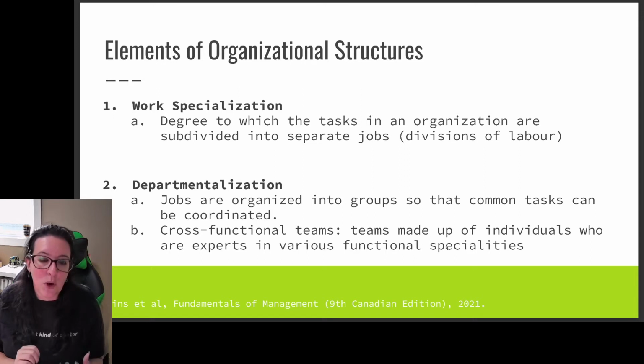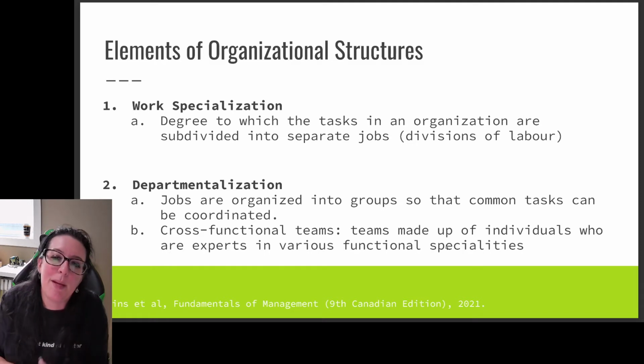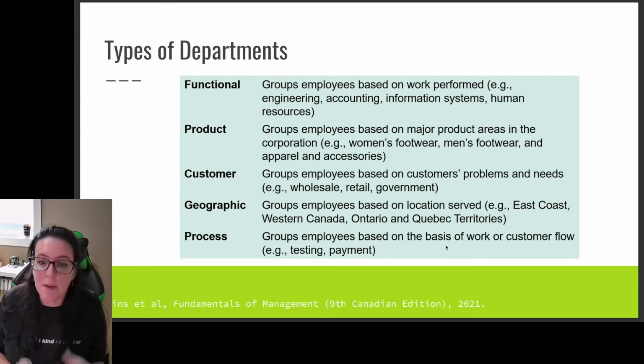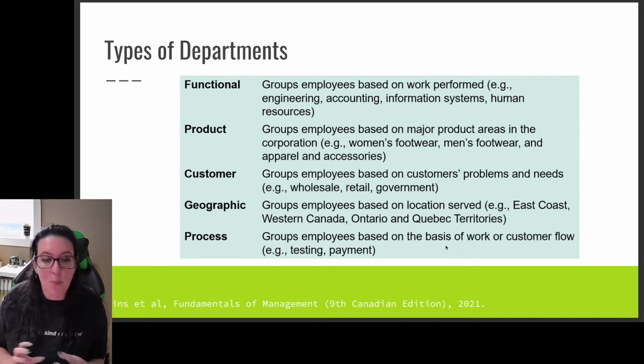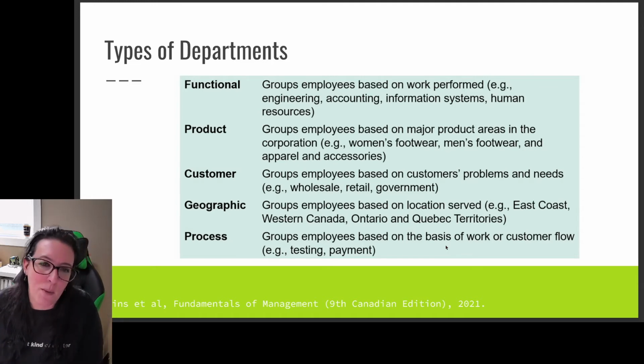The next element of organizational structure is the amount of departmentalization. So how are we going to group people together? There are different types of departments. We'll come back to that slide in just a moment. You can group people by their task, what it is they're doing. This would be the accounting department, the human resources department. We can also group people based on the product, the output. For example, if you work at Hudson Bay, you might work in the footwear department or in the women's clothing department. So we can group the workers by the particular good or service that they're making or selling.